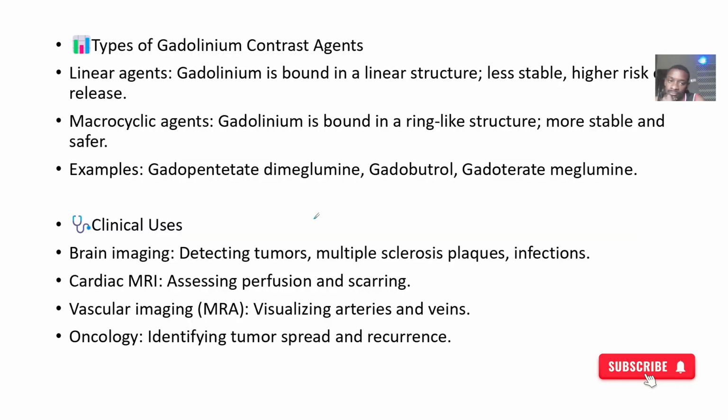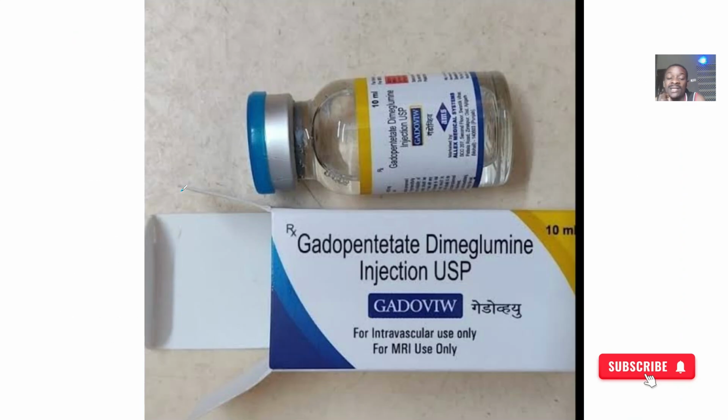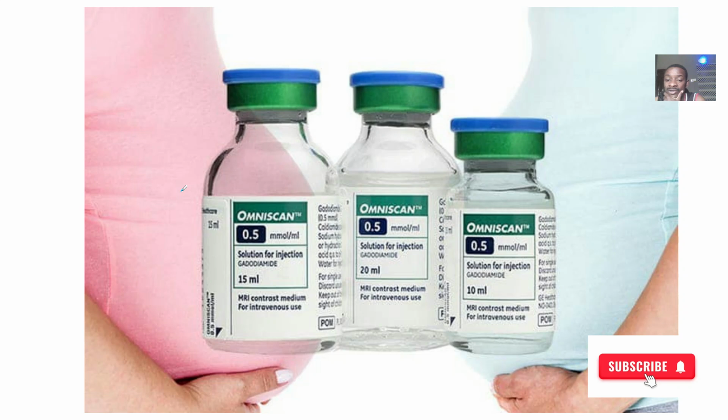So the types of gadolinium contrast agents: we have the linear agents, they bind in a linear structure. We have the macrocyclic agents, they bind in a ring-like structure. Examples: we have the Gadopentate dimeglumine, then we have the Gadobutrol. We have the Gadopentate meglumine. This one is a gadodiamide.